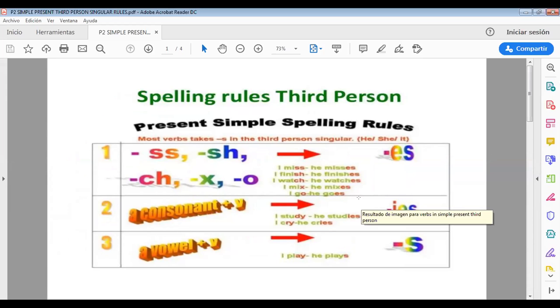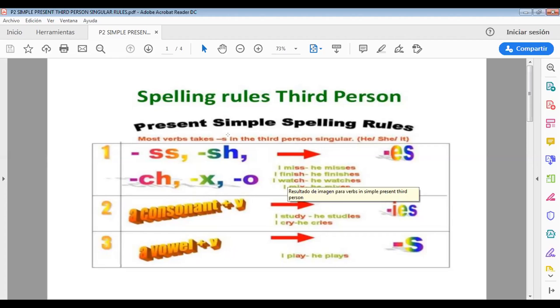Before we go to the exercise, I want to teach you the spelling rules for the third person, right? So when we have verbs that end like miss, I miss, in double S, what we do is that we keep the double S and we add ES, right? For example, I miss, he misses. When we have some verbs that end in the base form with SH, like finish, I say I finish, and then he finishes. I add ES. When I have a verb that ends in CH, for example watch, I say I watch, he watches, right? I just add the ES.